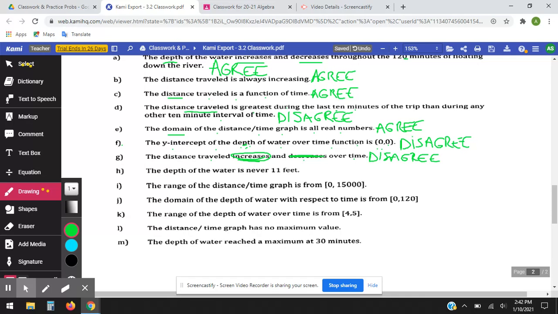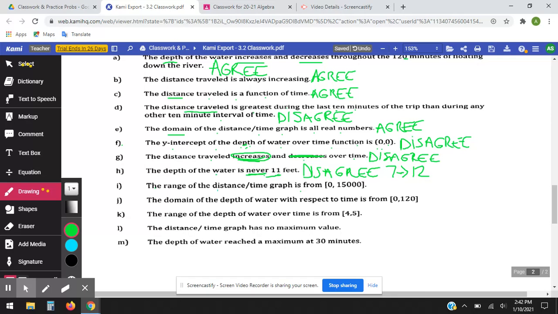The depth of the water is never 11 feet. When it says never, now 11 feet was not in our table, but would it hit 11 feet at some point? So I am going to disagree, because when it goes from 7 to 12, it has to hit 11 somewhere. Now, it's not on our table, but logically we know it has to hit 11 feet at some point.